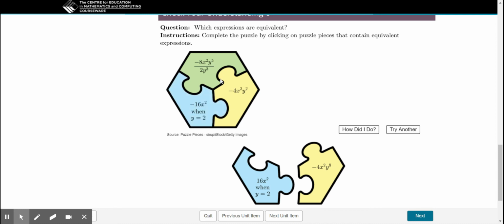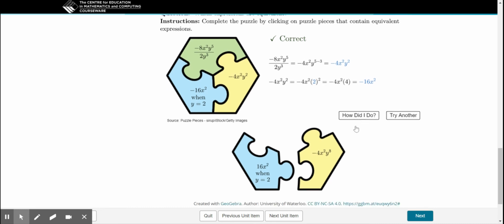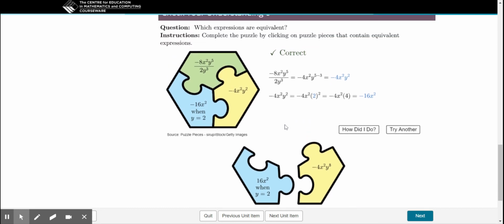And we click on it, it joins the puzzle, and let's see how we did. Correct. If we hadn't gotten it correct, we get feedback and we have to try it again. Now you will try a few of these, try 5 or 6, and have fun with them.